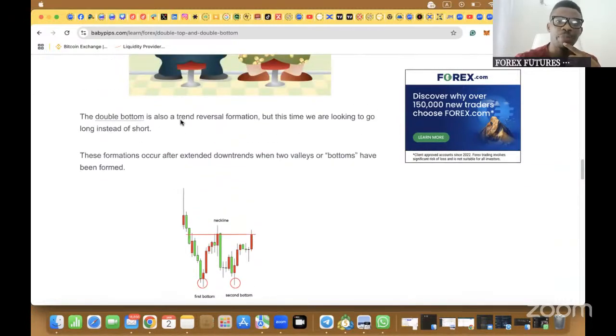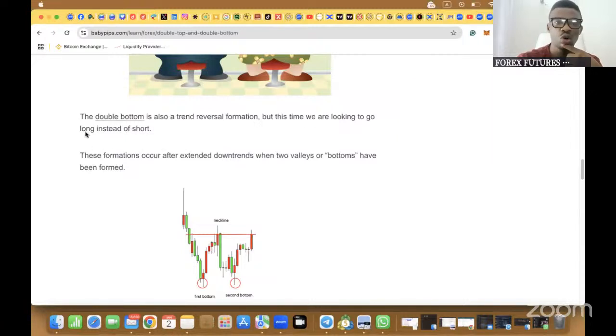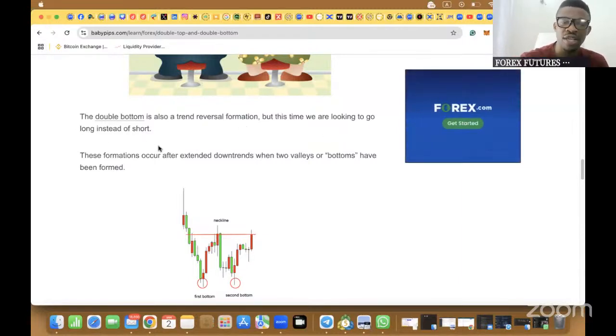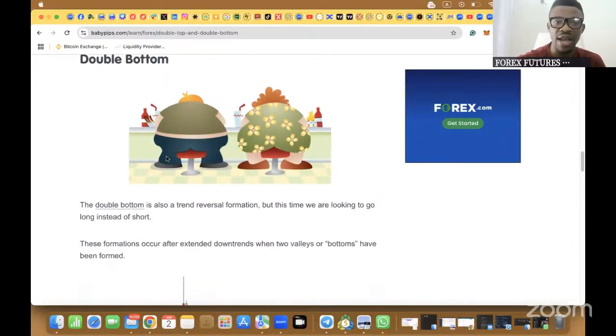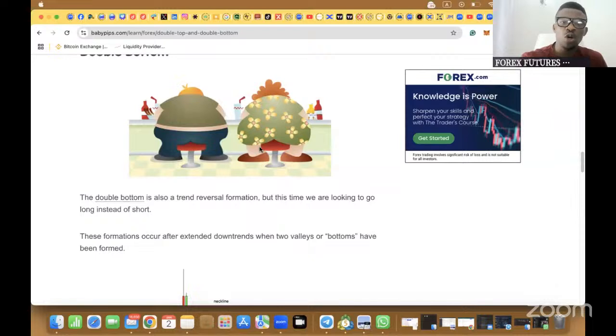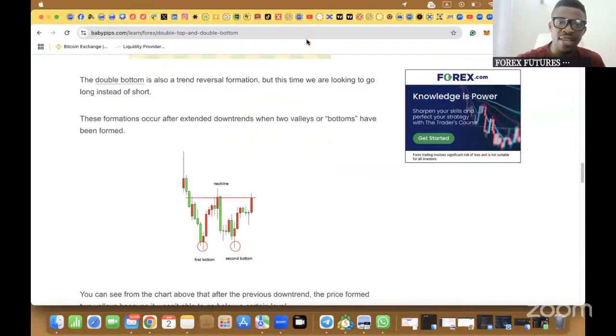The double bottom pattern is also a trend reversal formation, but this time we are looking to go long instead of short. The one I showed you earlier was a double top. This one I'm showing now is a double bottom, mama and papa. The papa first forms. Once the mama forms, we are ready to go. So the movement is mama and papa.